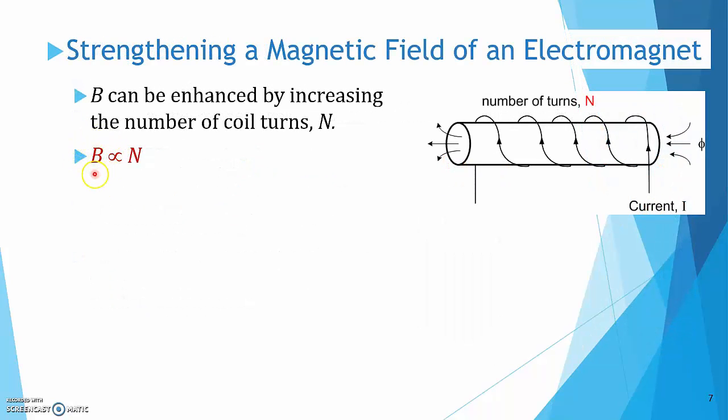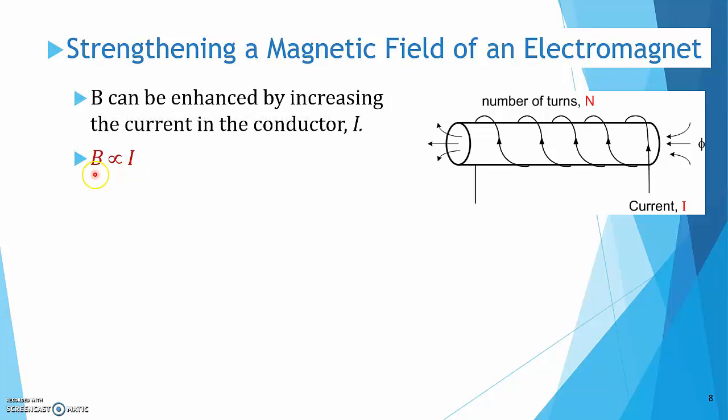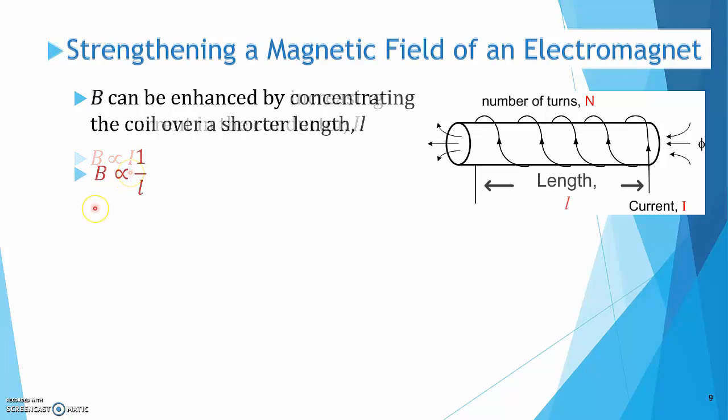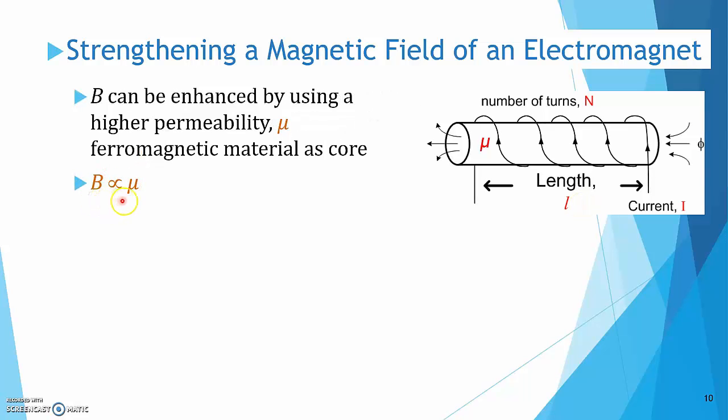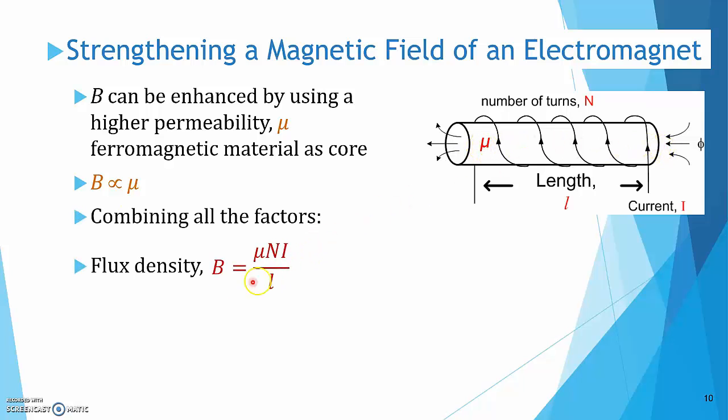The flux density B is affected by a few parameters of the solenoid. For instance, B is proportional to the number of turns of the coil. The flux density B is also directly proportional to the coil current. But B is inversely proportional to the magnetic path length L. B is also directly proportional to the permeability of the material of the magnetic path. This formula sums up all these factors, and we can use this formula to calculate the flux density inside the solenoid or at the two ends of the solenoid.